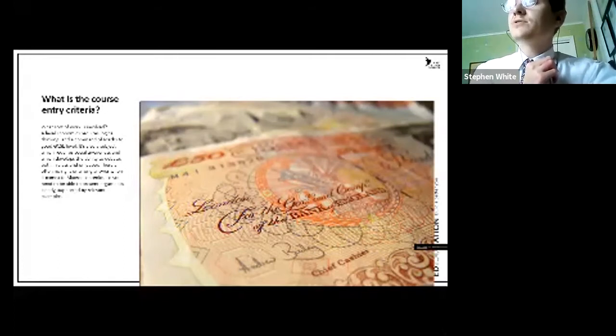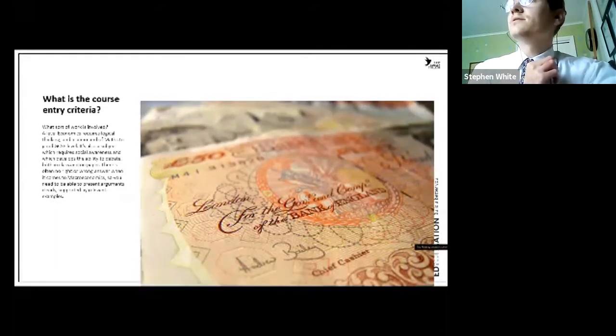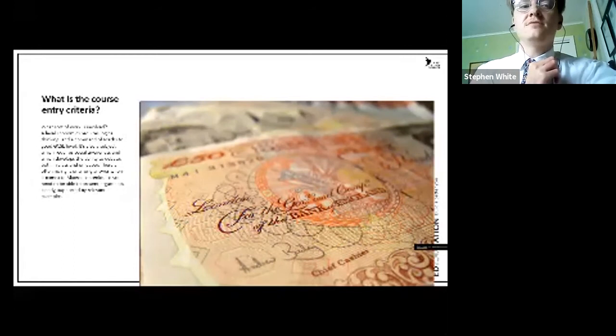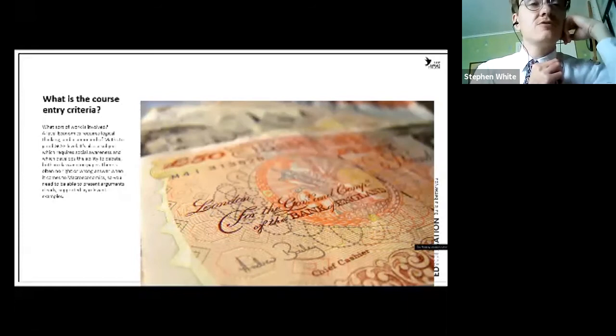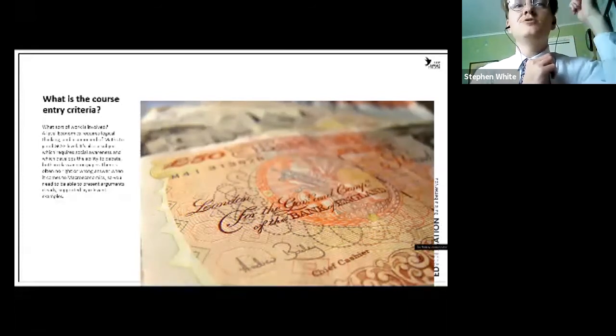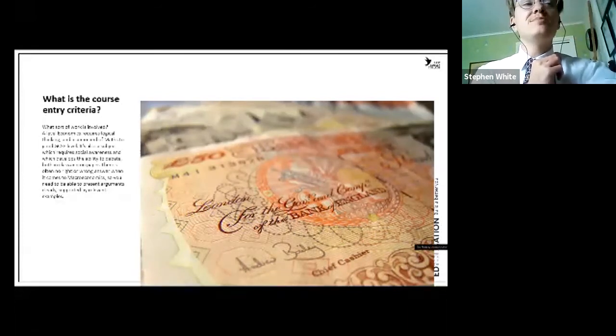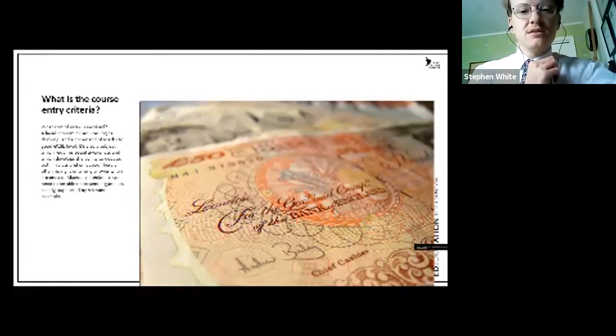So it does require a level of critical analysis. So you need to look at the drawbacks and benefits of economic theory. And the nice thing is there's often no right or wrong answer when it comes to macroeconomics, so you need to be able to present arguments clearly, supported by relevant examples. Simply put, you can't just say yes or no, so you need to back it up.